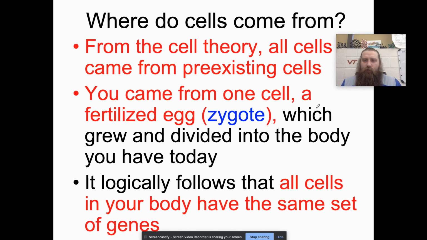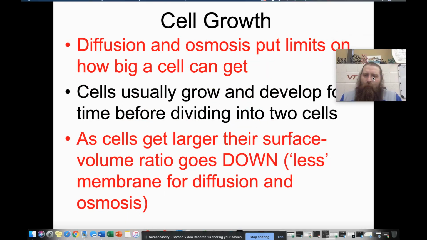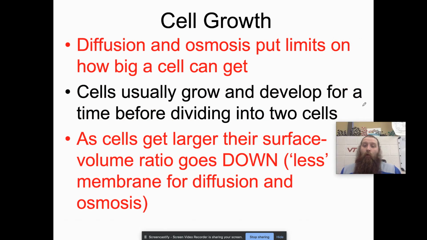We looked at some of this in the previous lessons, but we know that human beings start off as a fertilized egg, called a zygote, which grows and divides and becomes all the different cells in your body. It goes through specialization, and we looked at all that before. All the cells in your body, since they start with that one cell, have the same set of genes. And the problem with making big organisms from singular cells is that there is a size limit on how big a cell can get.